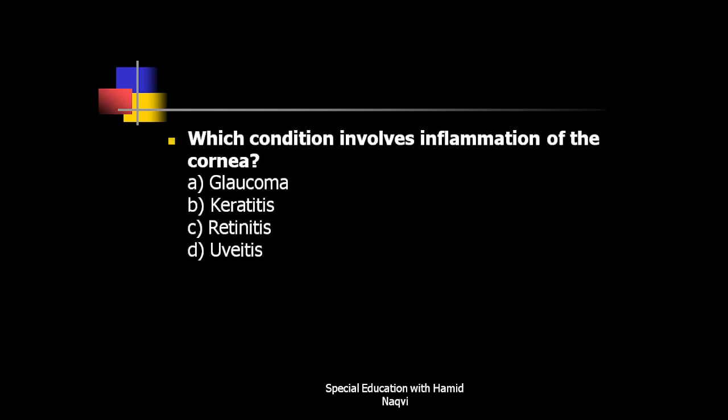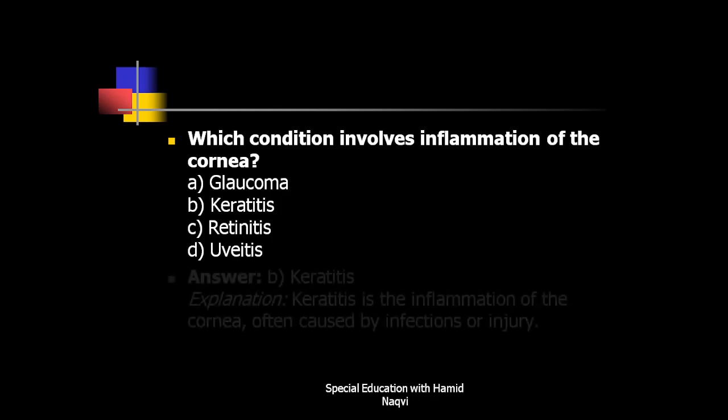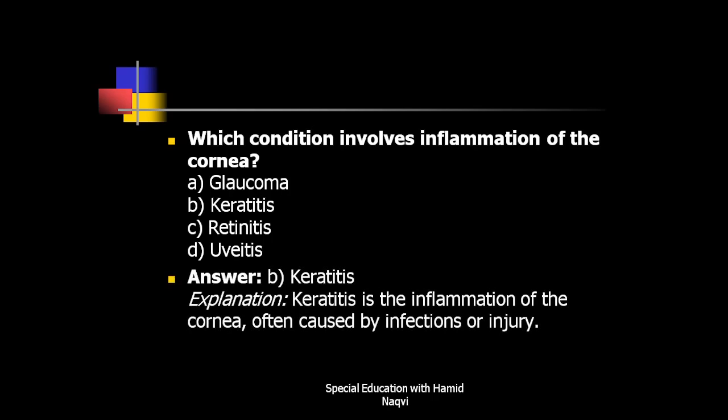Which condition involves inflammation of cornea? Glaucoma, keratitis, retinitis, or uveitis? The answer is keratitis. Keratitis is the inflammation of the cornea, often caused by infections or injury.